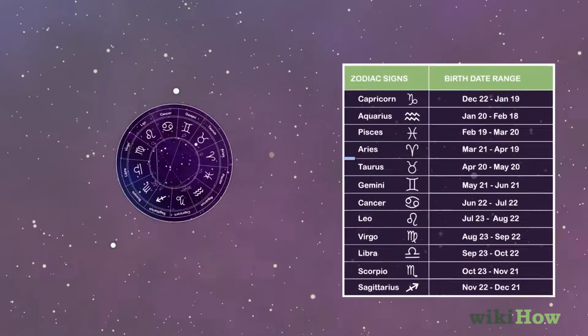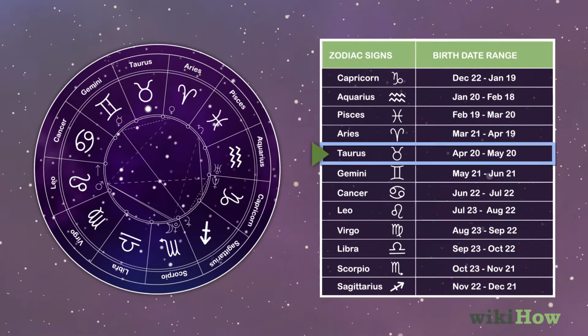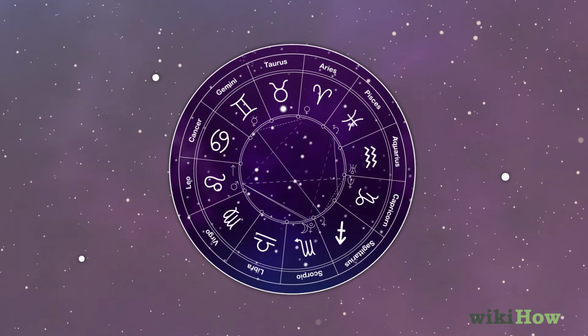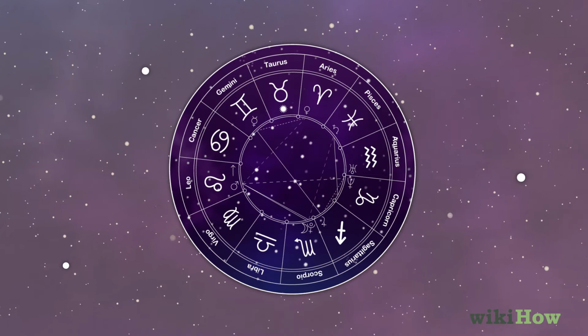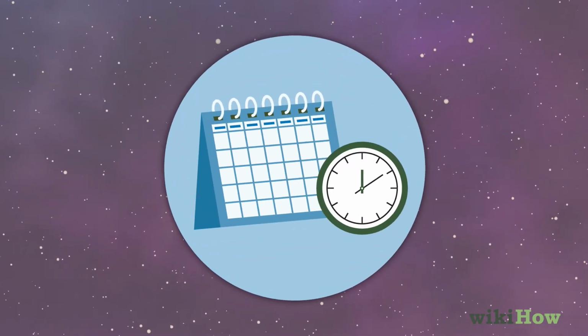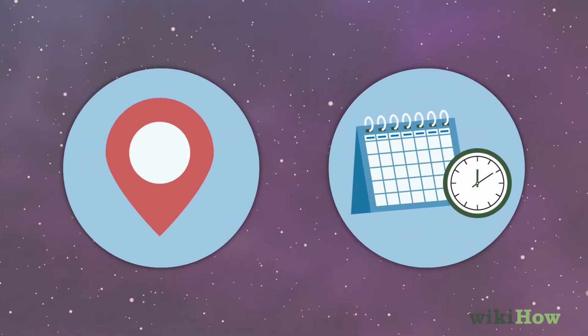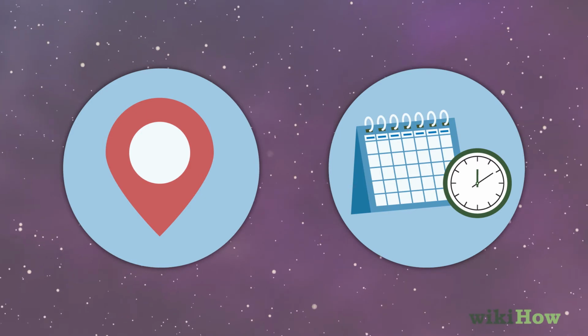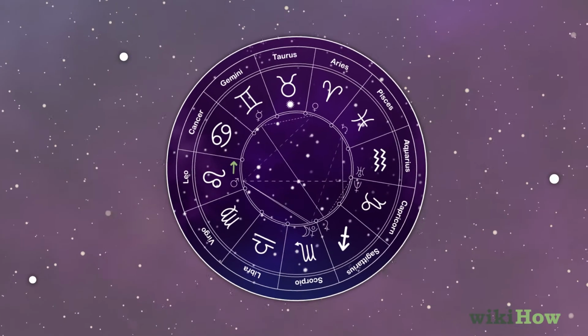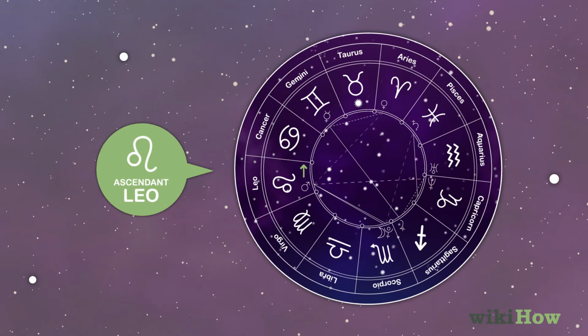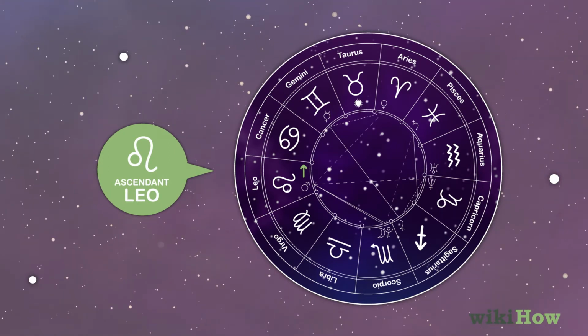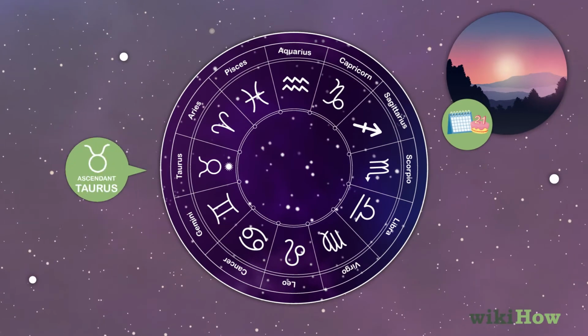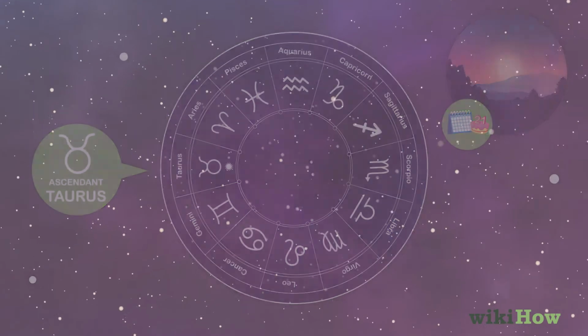While finding your sign is a good starting point, there are other factors that play into how you should understand your astrology chart. For instance, if you know the exact time and place of your birth, you can also calculate your ascendant or rising sign. Your ascendant is the sign that was rising in the east at the time of your birth. If you were born at sunrise, it'll be the same as your sun sign.